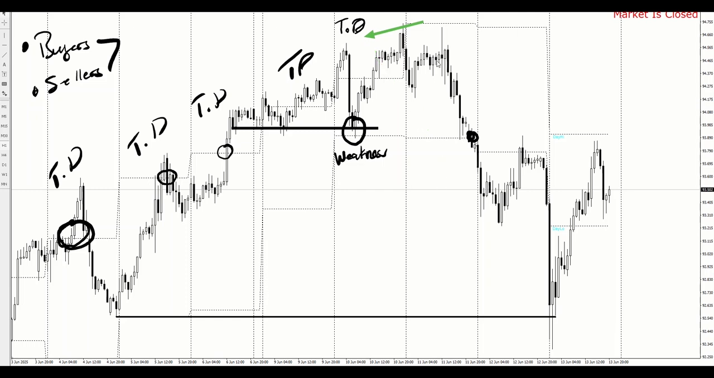This is now clear communication because they did not go and break the high. You see, all these other days they were violating the high, but all of a sudden they refuse. What does this tell us? This tells us that everybody who chased this move up is now trapped. Everybody who went long around here is now trapped, right?